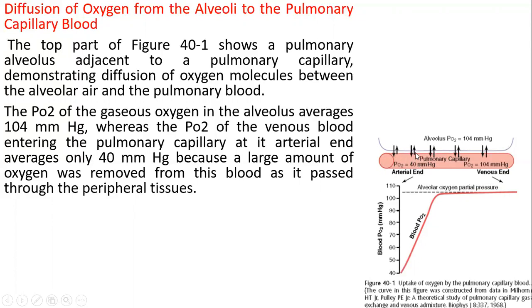The PO2 of the gaseous oxygen in the alveolus averages 104, whereas the PO2 in the blood entering the pulmonary capillary at its arterial end averages 40, because a large amount of oxygen was removed from this blood as it passed through the peripheral tissues.